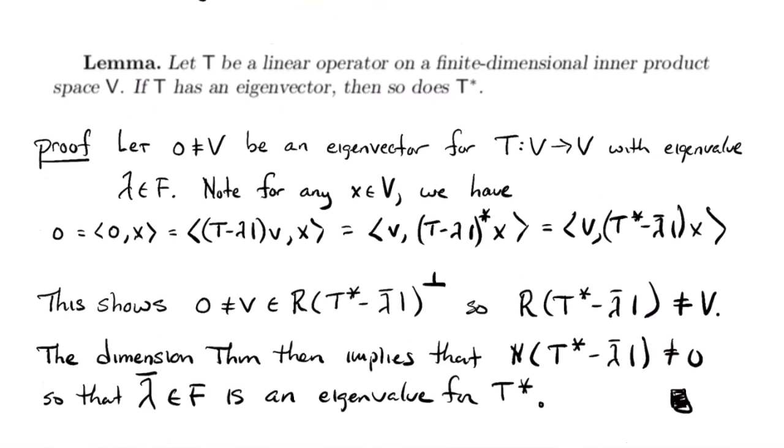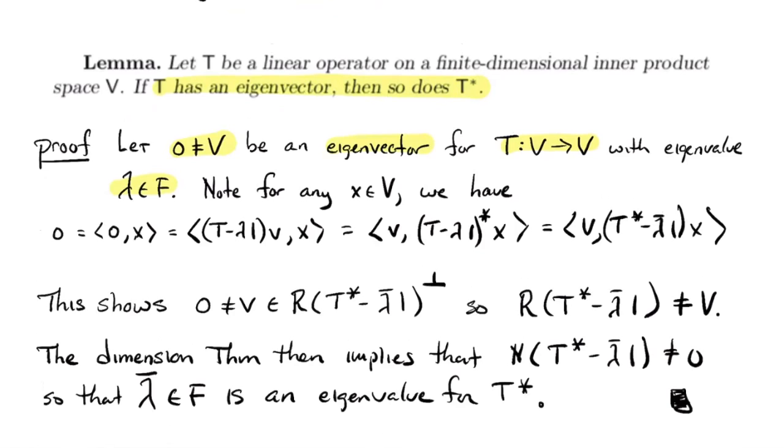a little lemma. So if we take a linear operator on a finite dimensional inner product space V, the lemma is that if that operator has an eigenvector, then so does its adjoint. Okay, so to give the proof of it, let's suppose that I've got some non-zero vector v, and it's an eigenvector for my linear operator on this finite dimensional inner product space. Let's call its eigenvalue lambda.